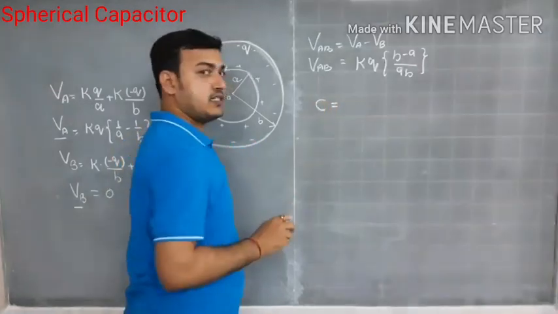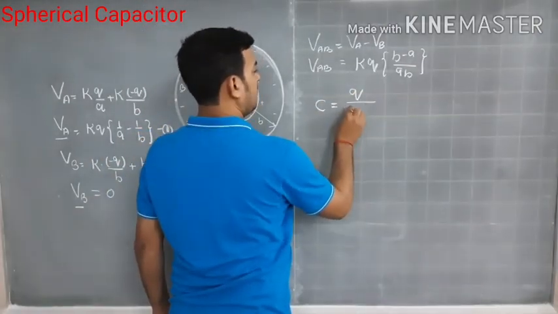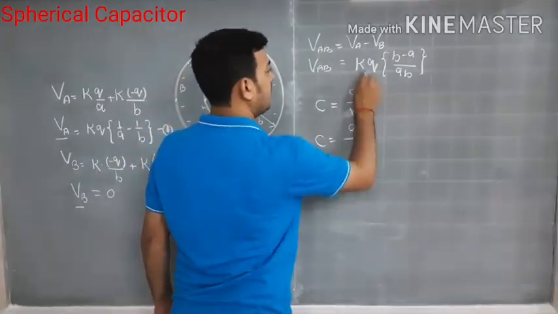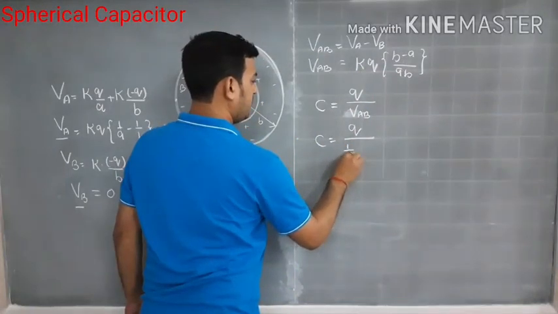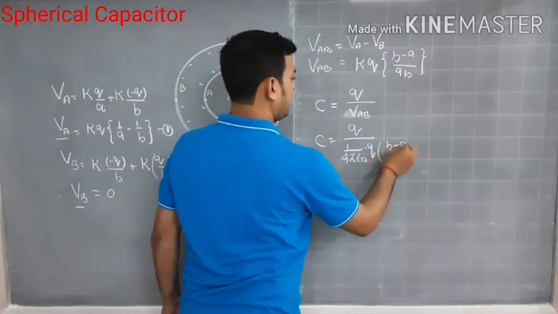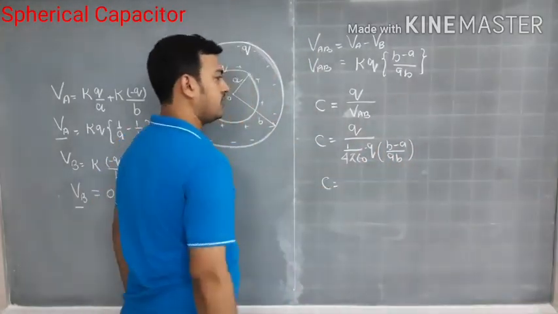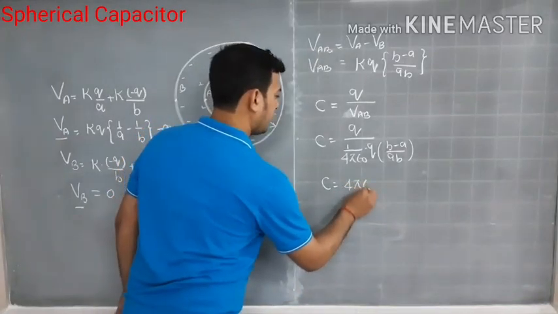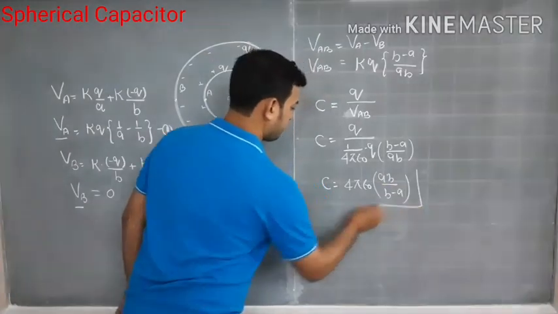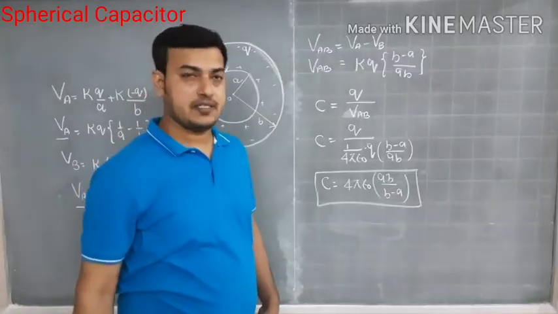Now the capacitance is the ratio of charge to the potential difference. I will just put the value here, and the value of K we know is 1 by 4 pi epsilon naught, times Q (B minus A) by AB. On simplifying we will get 4 pi epsilon naught AB by (B minus A). So this is the capacitance of a spherical capacitor.